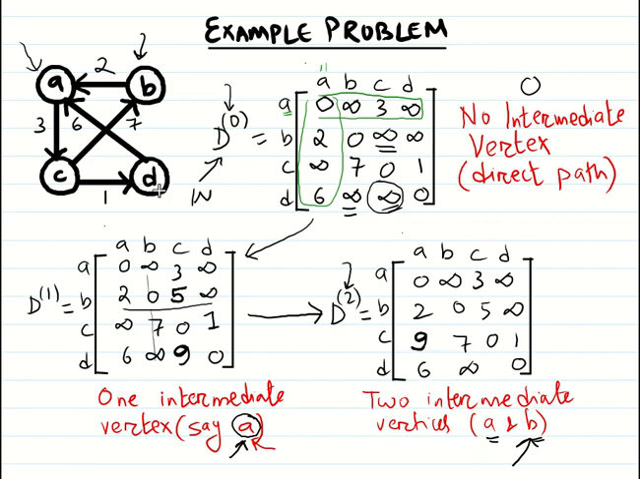And D to C via A, D to C was 9, right? Via B I can't go via B because there is no path from D to B, so again it's just copied as it is, this is 9. So this is my matrix D2.